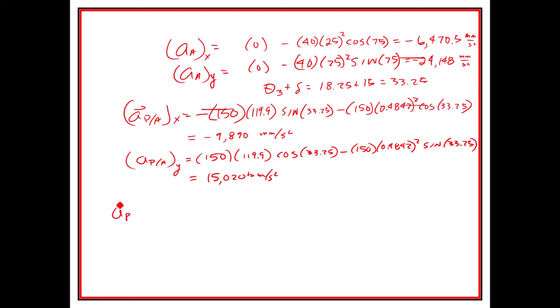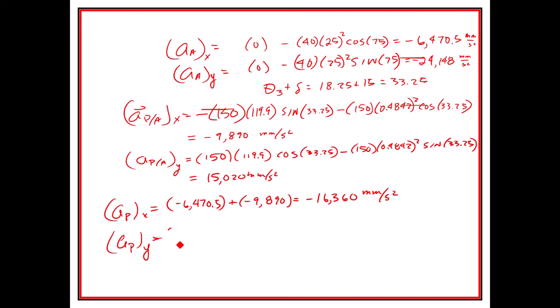And therefore AP in the x direction is going to be negative 6,470.5 plus negative 9,890, and that ends up being negative 16,360 millimeters per second squared, and AP in the y direction is going to be negative 24,148 plus our 15,020 for a total of negative 9,127 millimeters per second squared.